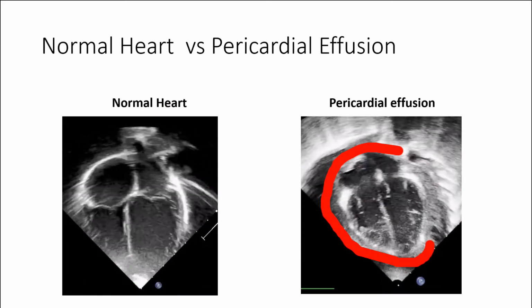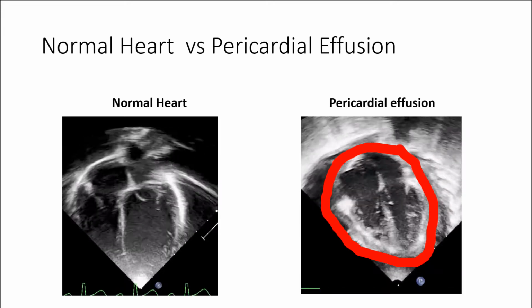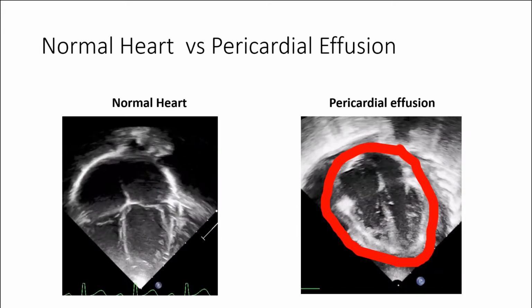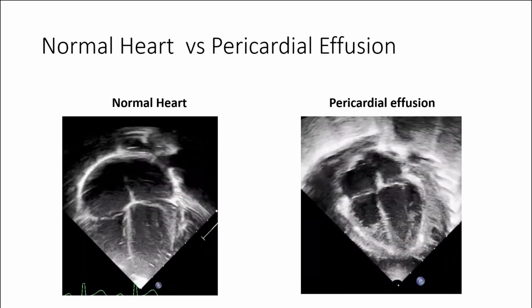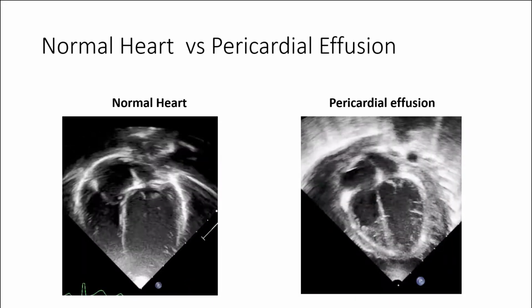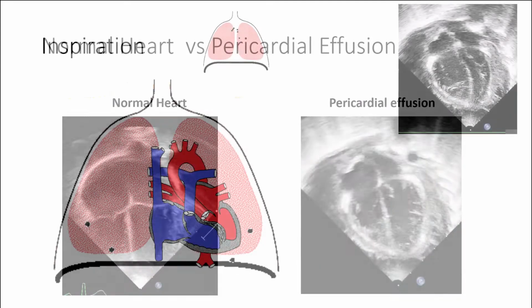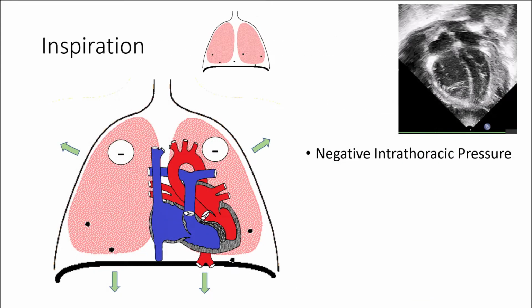Cardiac chambers cannot expand outwards because pericardial effusion restricts the heart or the cardiac chambers from expanding outwards. So when it cannot expand outwards, what will happen when more volume of blood flows into right ventricle and right atrium during inspiration?